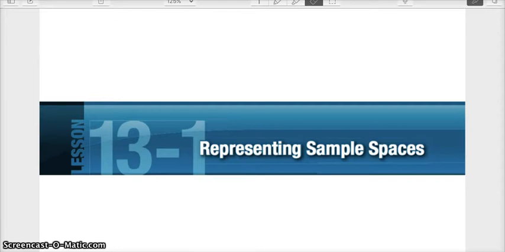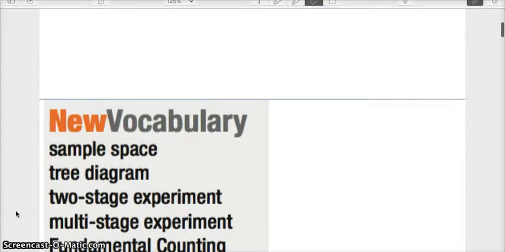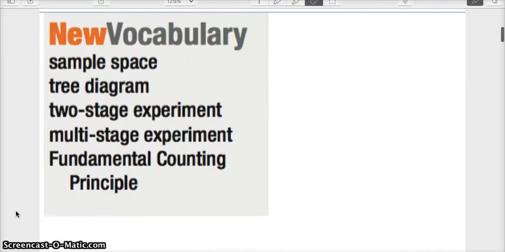And I'm excited about that, but I'm also excited because it's a pretty cool chapter. We're going to start chapter 13 talking about representing sample spaces. Our vocabulary includes this idea of what a sample space is. Basically, a sample space is defined as all the possibilities within a particular experience or experiment.